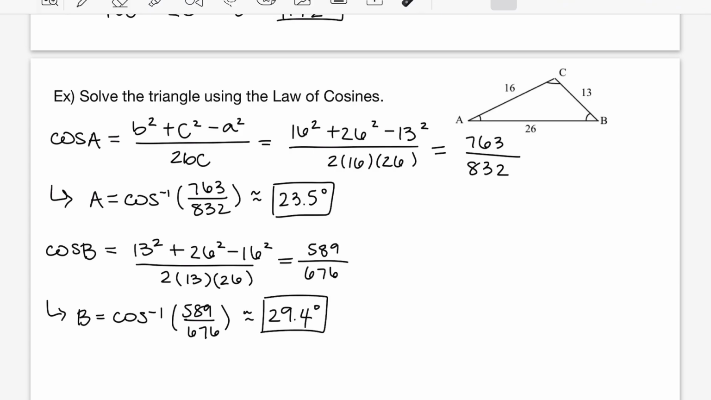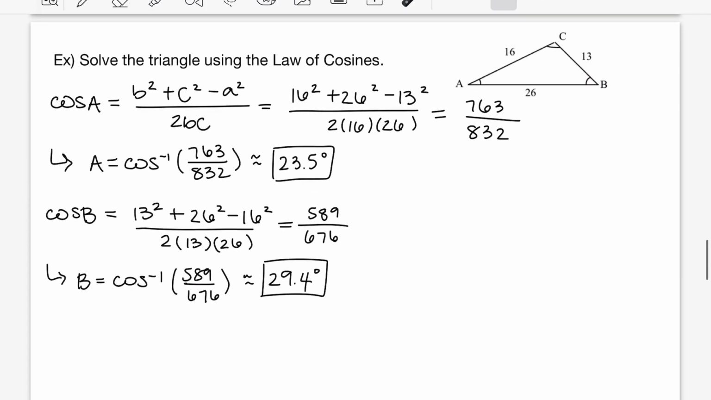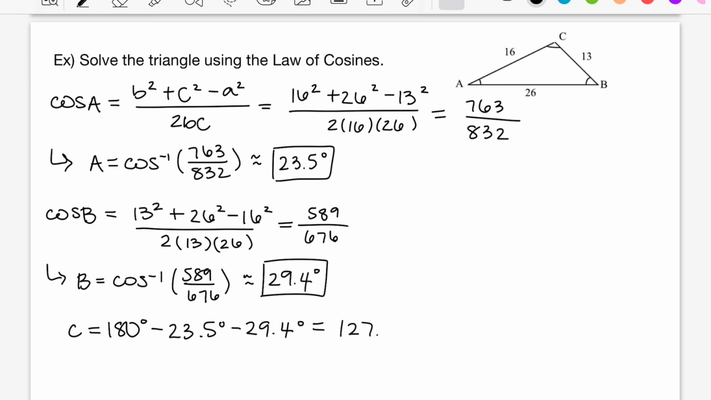Alright, so now we have our angles A and B. And then, like I said, we can just use the fact that the sum of all of these angles will be 180 degrees to find our angle C. Doing so, we'll get that angle C is going to be approximately 127.1 degrees.